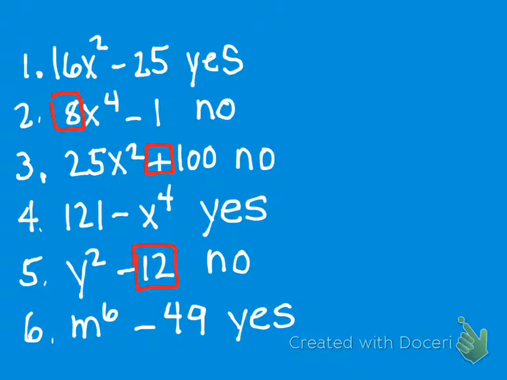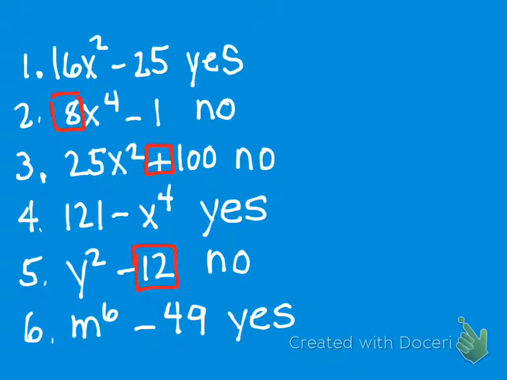In the second example, 8 is not a perfect square in the 8x to the fourth, so therefore the answer to that is no. In the third example, the plus sign in the middle should be a minus, so no, the way it's written, it's not a difference of perfect squares.